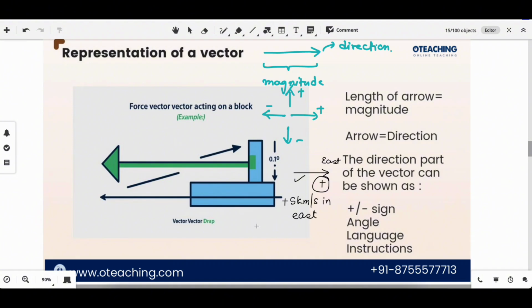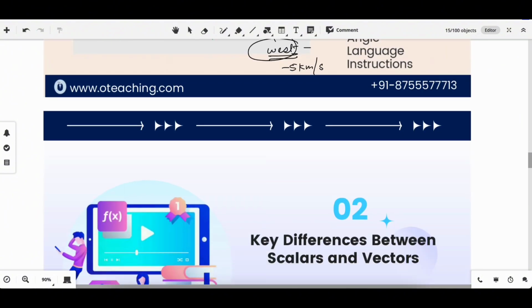So if I represent the speed as 5 kilometers per second in east direction, so it is plus 5 kilometers per second in east. If the same car is moving in the west direction, what is west? West is opposite to east. Because you have taken east as positive, so your west would be taken as negative. So it would be minus 5 kilometers per second. So here we have written that the arrowhead represents the direction. That's how you represent a vector. I hope I'm clear with the representation of a vector.